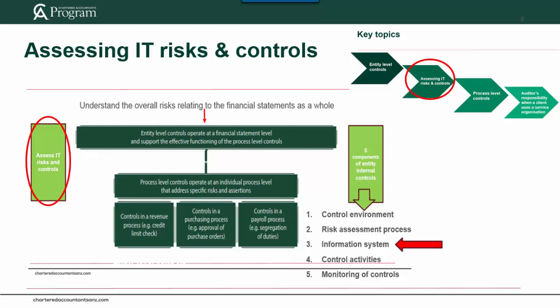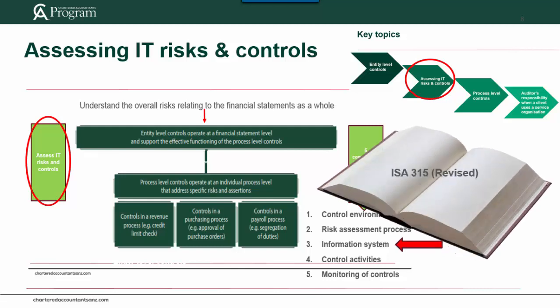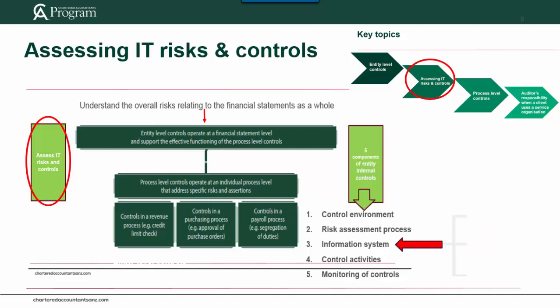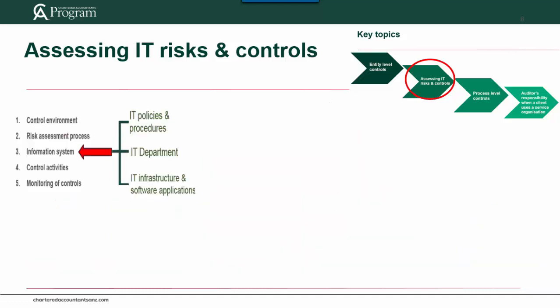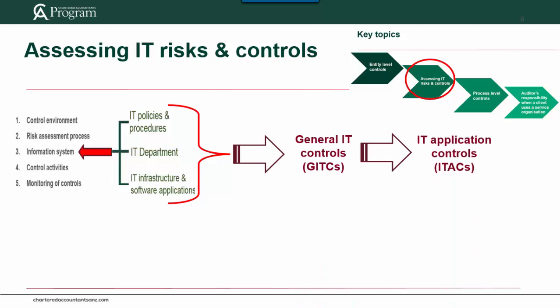To comply with the requirements of ISA 315 revised in regard to obtaining an understanding of the information system, the auditor must obtain an understanding of the following three elements: IT policies and procedures, such as those that govern access to programs and data, the IT department, and IT infrastructure and IT software applications. These three factors influence the general IT controls and IT application controls.